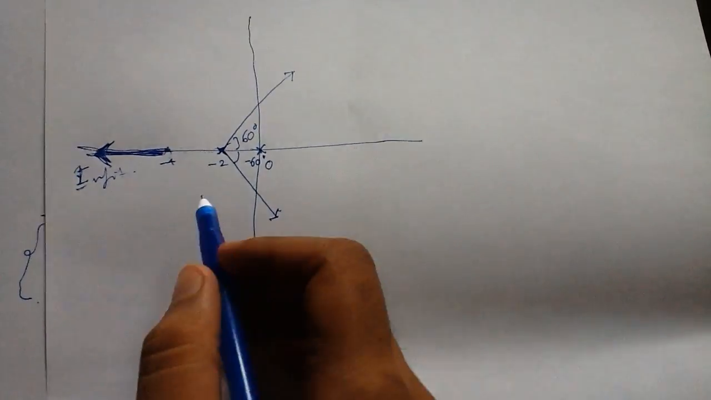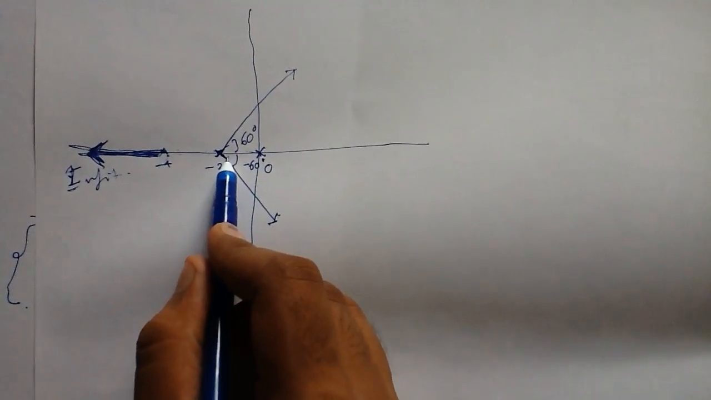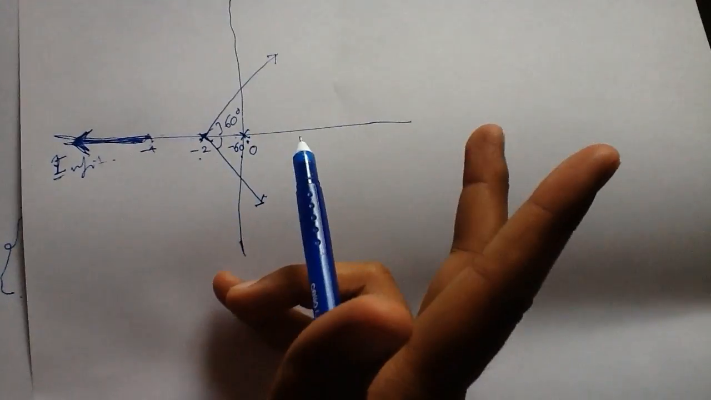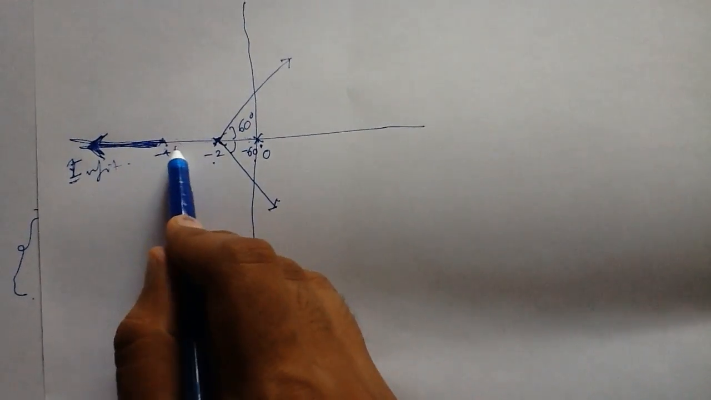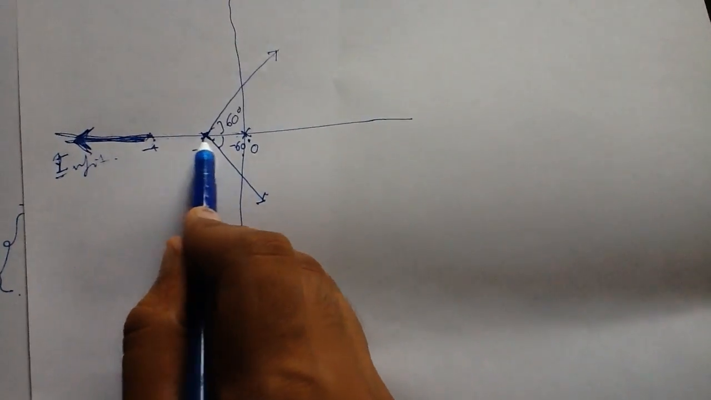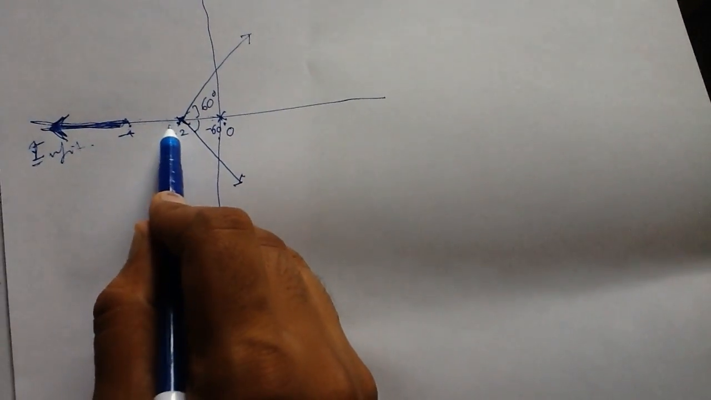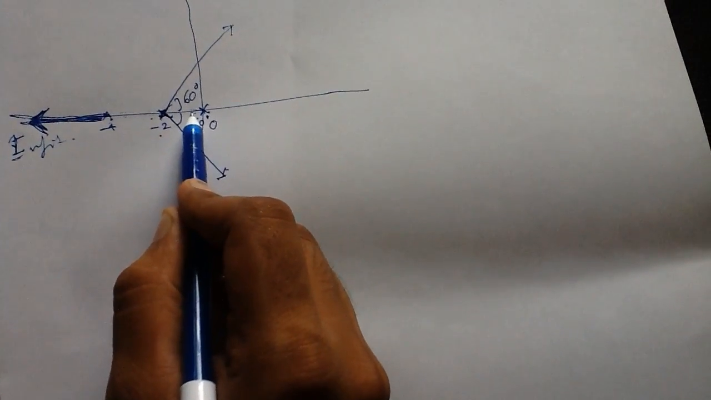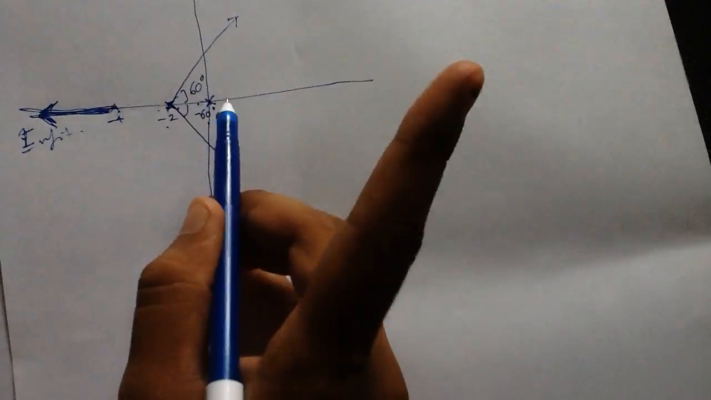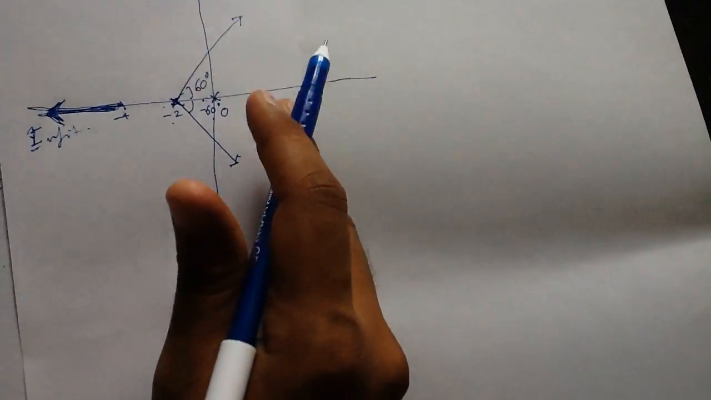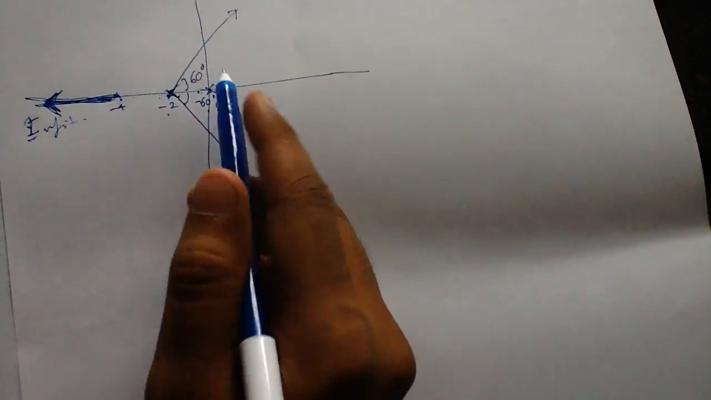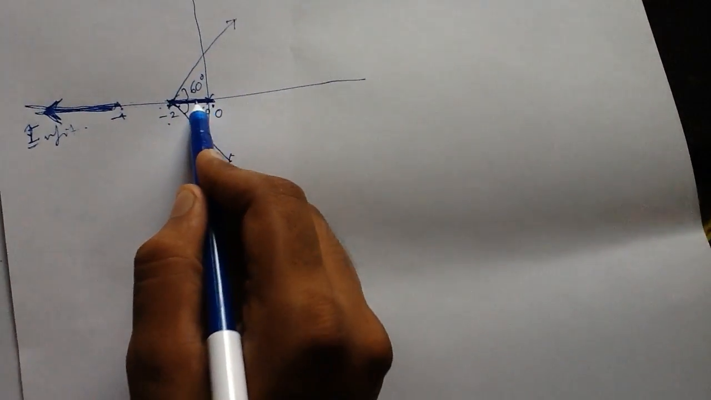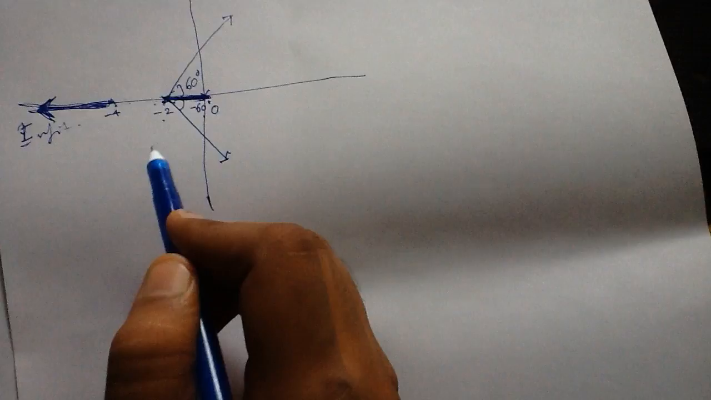So now take minus 4. To the right side of it, the number of poles and zeros is even because minus 2 and 0, there are only 2. So since it is even, this part of the real axis is not a part of the root locus. Now take minus 2. To the right side of minus 2, there is 0, a single pole. So the number of poles and zeros to the right side of minus 2 is odd. So minus 2 to 0, this part of the real axis is a part of the root locus.